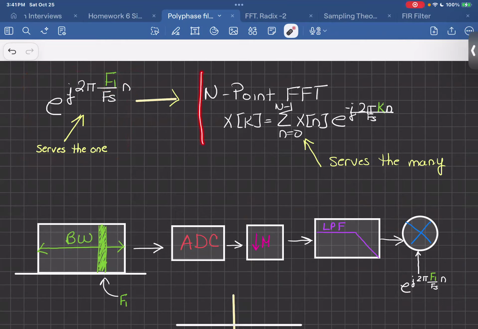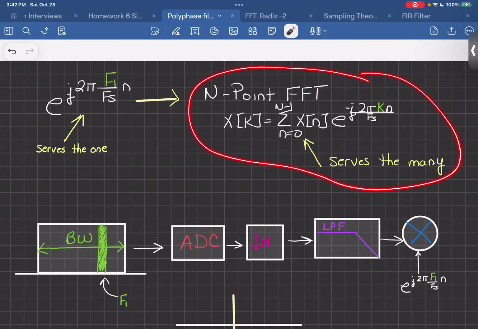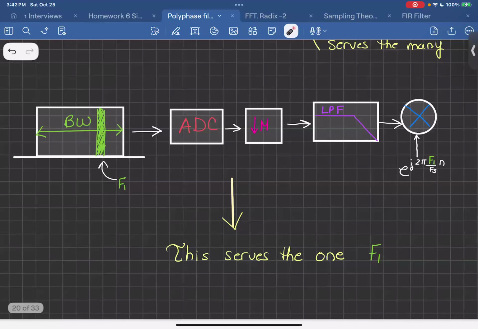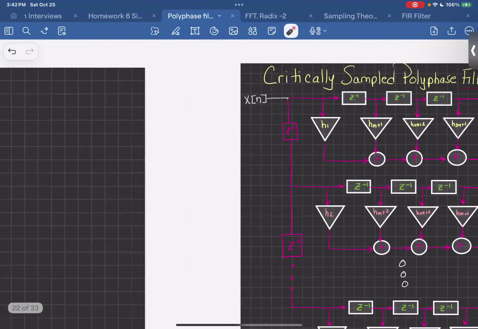But I can use an endpoint FFT, and I can take care of all frequencies. I can take care of them all, because I want the whole bandwidth of data, right? I want every frequency. So as K gets incremented, I'm getting everything out of my design. All right. So this serves the many, and this serves the one. So yeah, this still serves the one. So now, how does it serve the many?